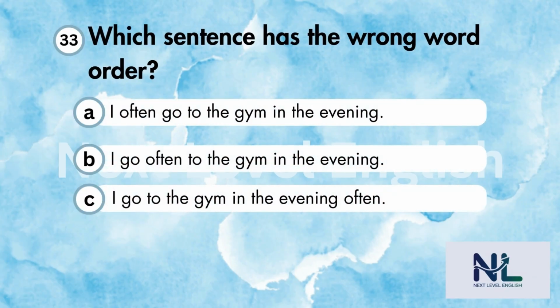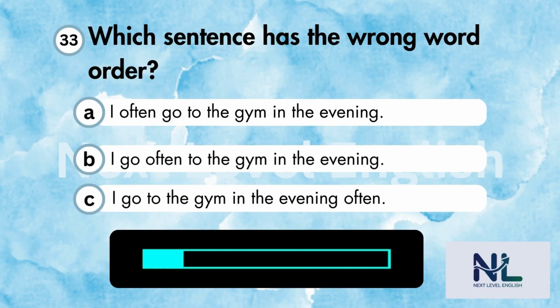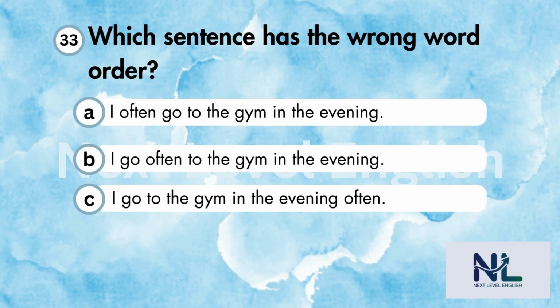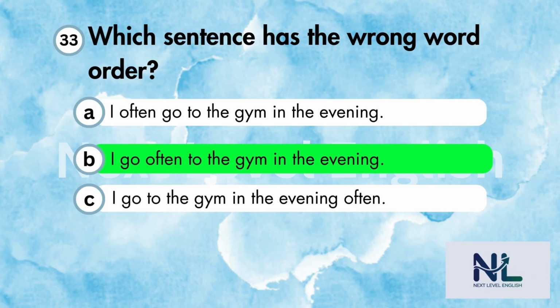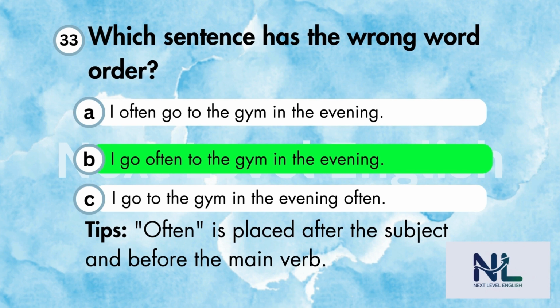33. Which sentence has the wrong word order? I go often to the gym in the evening. Tips: often is placed after the subject and before the main verb.